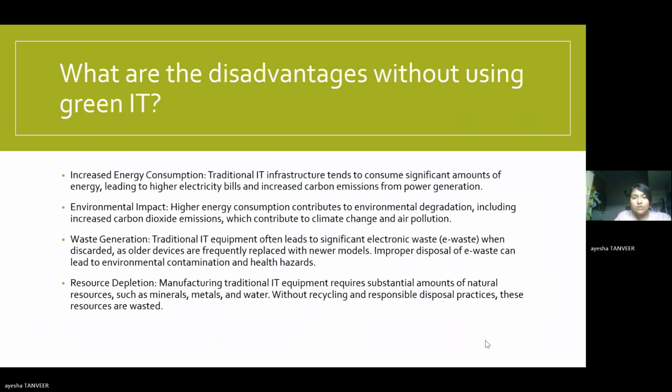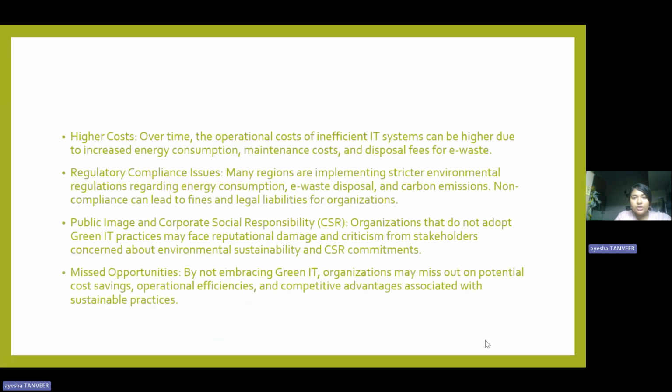Higher cost. Over time, the operational cost of inefficient IT systems can be higher due to increased energy consumption, maintenance costs, and disposal fees for e-waste. Regulatory compliance issues. Many regions are implementing stricter environmental regulations regarding energy consumption, e-waste disposal, and carbon emissions. Non-compliance can lead to financial and legal liabilities for organizations.